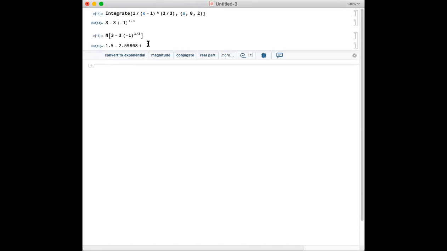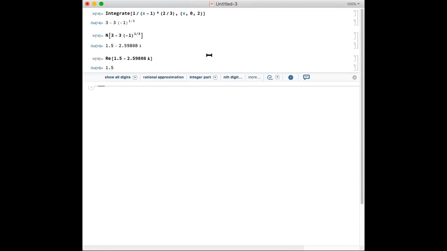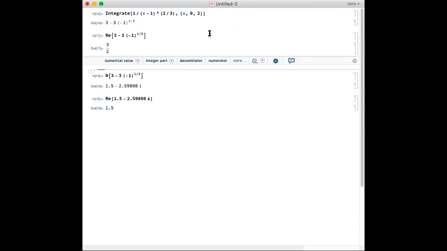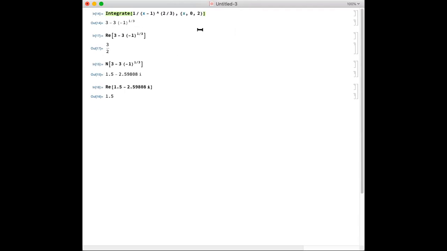But if I say numerical value, it seems to be doing something strange with complex numbers. So I am going to say real part. Why are we getting 1.5? Let's go back here and say real part. Really? So it doesn't like that. Let's see what happens if I split this up. So we needed to split 0 to 1.